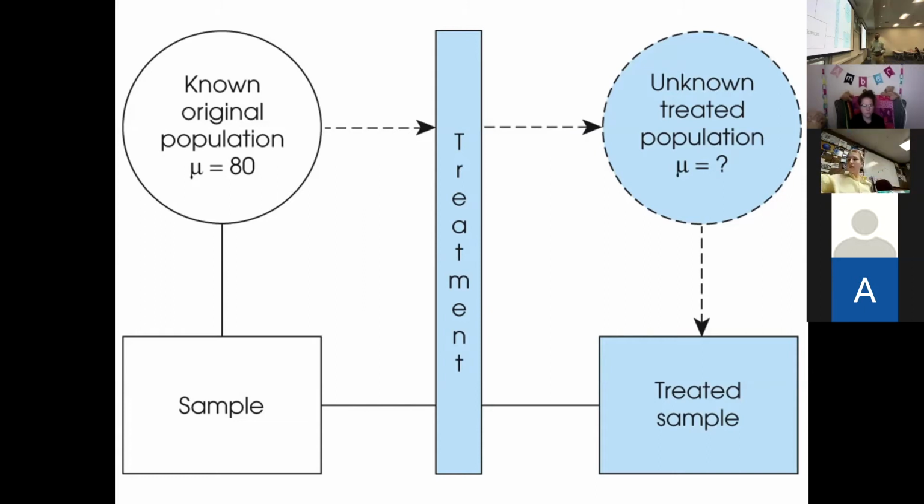And so just to illustrate this point here, we have a known original population, right? This could be the population of everybody at UH. It could be the population of all 7 point some odd billion people in the world. And that population has a known mean. So in this completely arbitrary example, the mean for that known population is 80. From that population, we're pulling a sample, right?